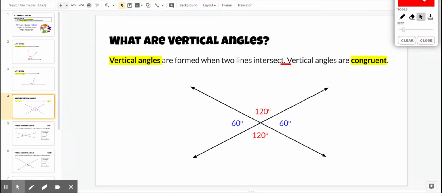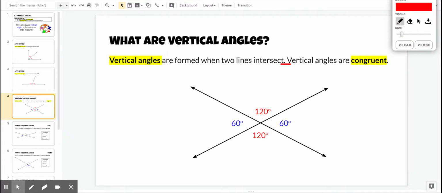So our new learning for today is this idea of vertical angles. What are vertical angles? Vertical angles are two angles that are formed when two different lines intersect. You can see there's one diagonal line here and another diagonal line here, and they intersect right at this point. That creates four separate angles, right? One on the top, one on the bottom, one on the left, one on the right. And these angles have a special relationship.